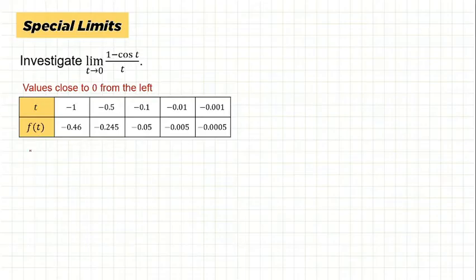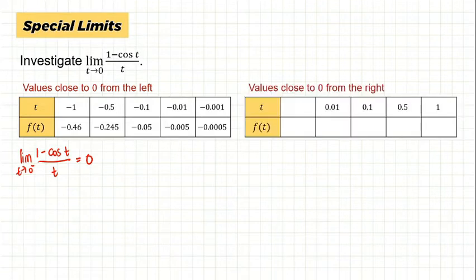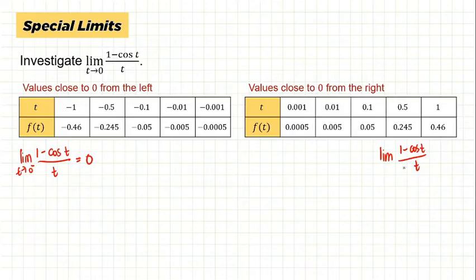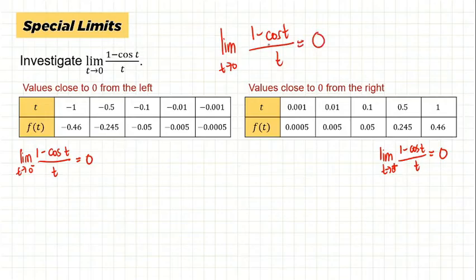So we will conclude that the limit of 1 minus cosine t over t as t approaches 0 from the left is equal to 0. Now from the right, we have these values again, and the corresponding values of the function, and the values approach 0, right? So therefore, the limit of 1 minus cosine t over t as t approaches 0 from the right is equal to 0. And since they are both equal to 0, we say that the limit of 1 minus cosine t over t as t approaches 0 is equal to 0.